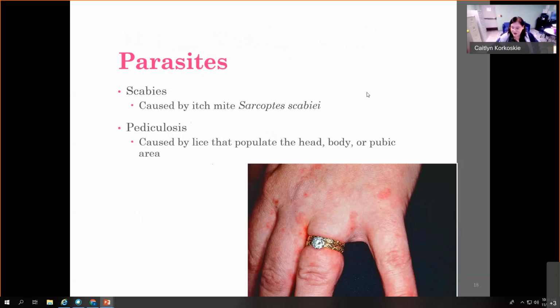Some other things that can happen, as far as diseases or disorders, are parasite infections. The most common type that you would see is going to be scabies or lice. Lice can also be not just on your head, but also body lice or pubic lice.